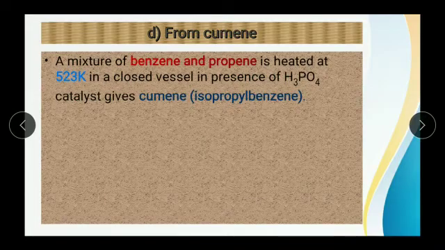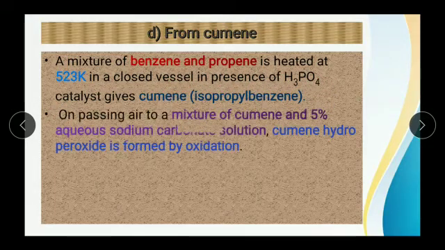We can prepare phenol from cumene. In this process, a mixture of benzene and propene is heated at 523 Kelvin in a closed vessel in the presence of H3PO4 catalyst, phosphoric acid. It gives cumene. What is cumene? Isopropyl benzene.